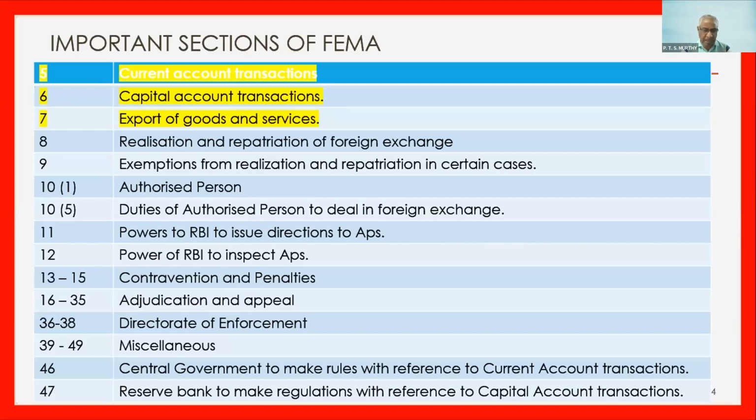Section 46 empowers the central government to give rules with reference to current account transactions. The examination question will be like this: under what section of the FEMA is the central government empowered to make rules on current account transactions? Section 46. The capital account transactions are regulated by Reserve Bank of India under what section? Section number 47. Remember this.